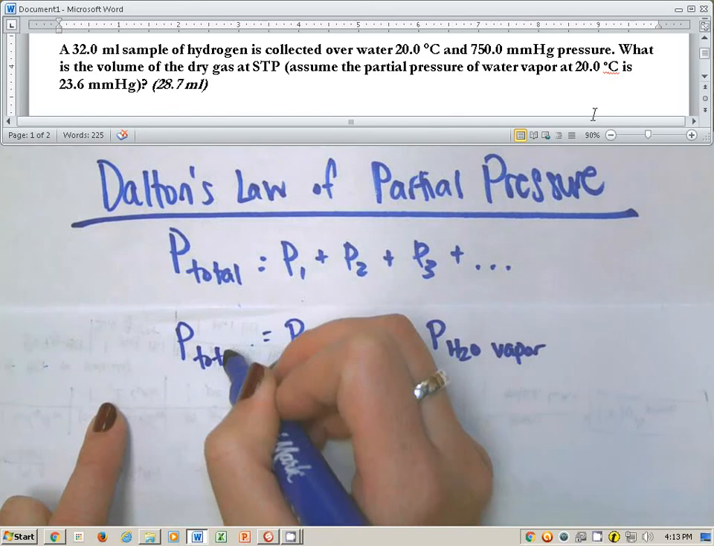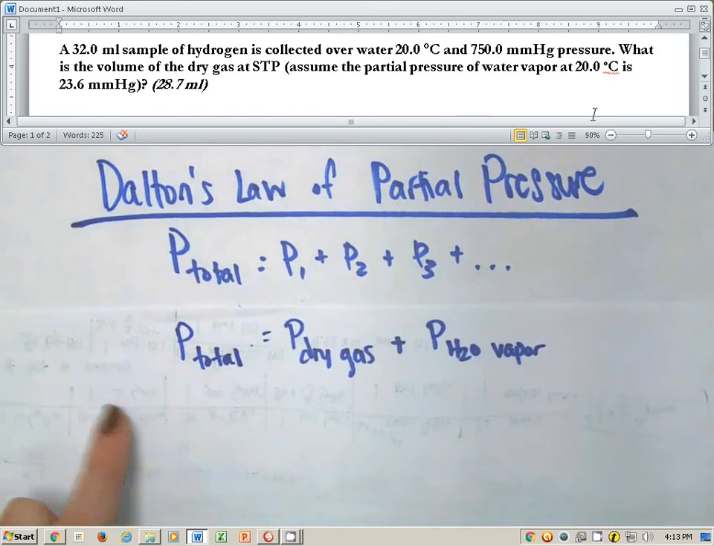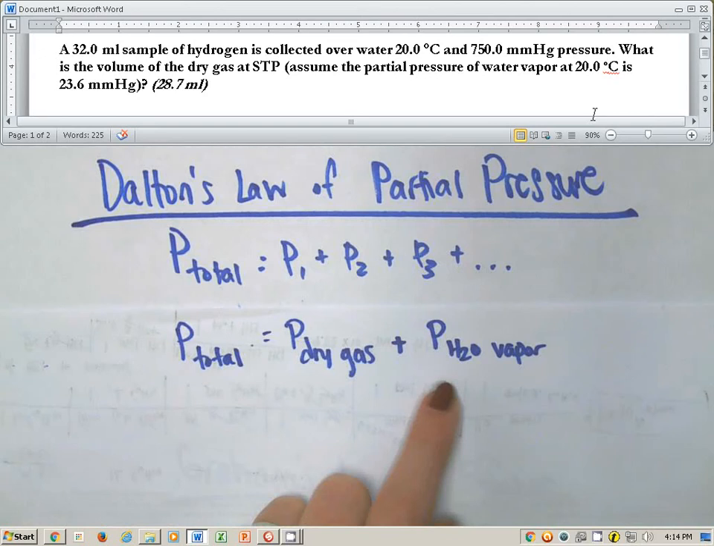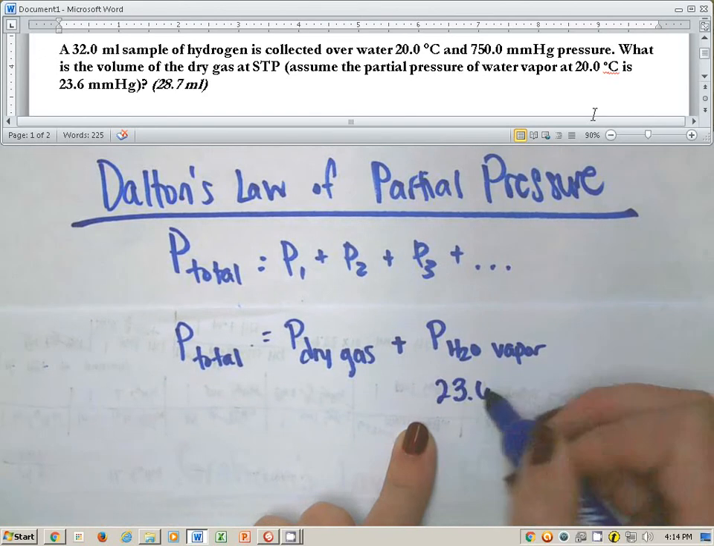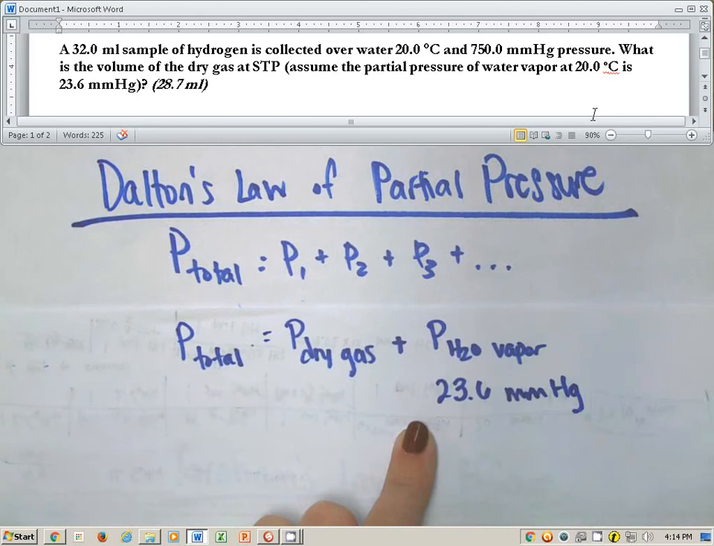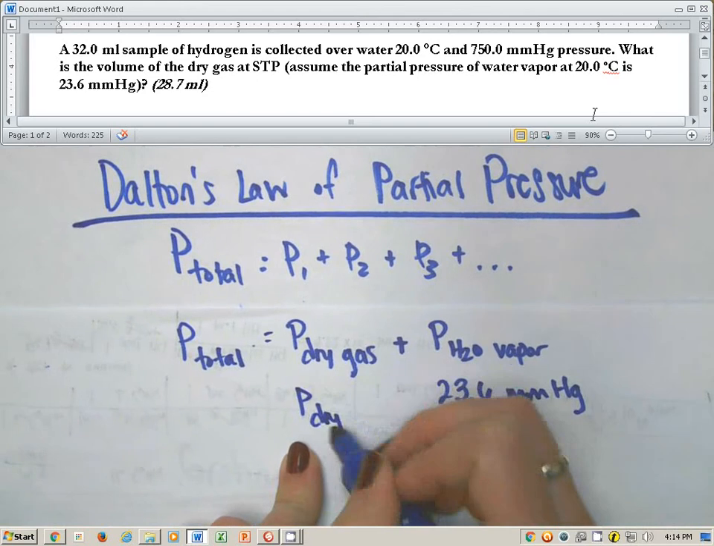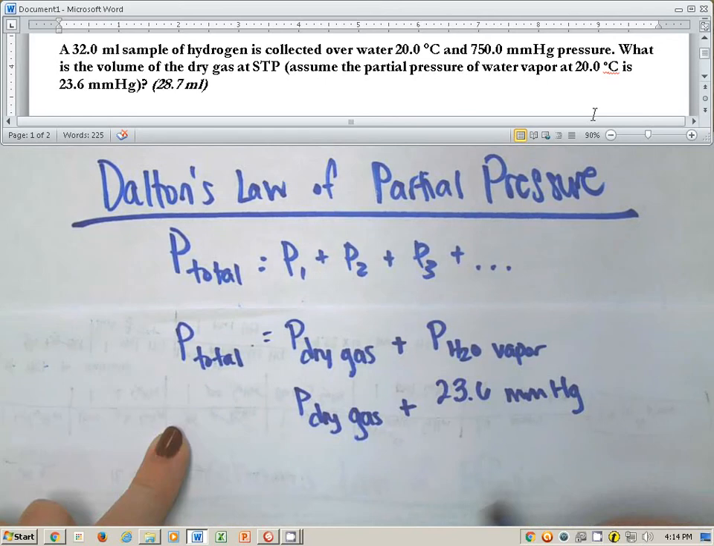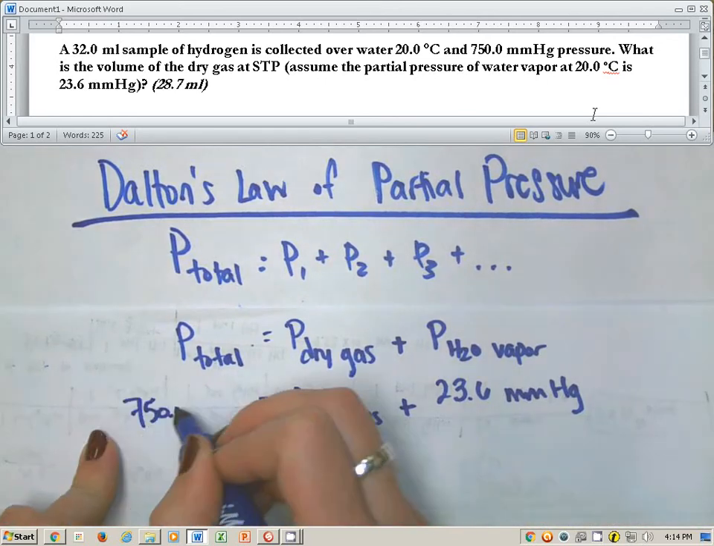In this particular problem, the 32 milliliters means absolutely nothing, and the 20 degrees Celsius only tells me where I need to find the pressure of water at that particular temperature, and the problem tells me that. It says assume the partial pressure of water vapor at 20 degrees Celsius is 23.6 millimeters of mercury. It's telling me the pressure of water at that temperature. And it wants to know this pressure right here, the dry gas. Well, what I'm missing is the total pressure. It's the pressure it was collected at. The 750.0 millimeters of mercury is going to be my total pressure.